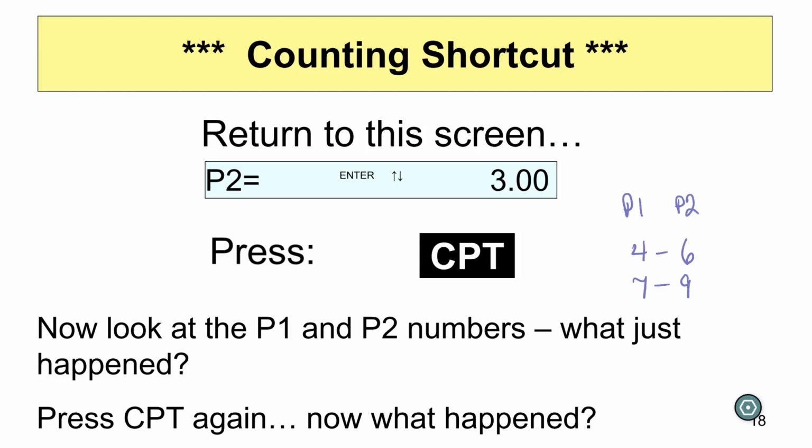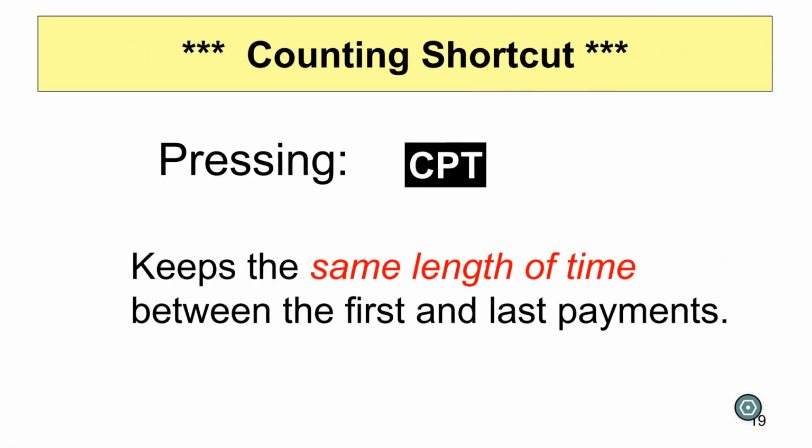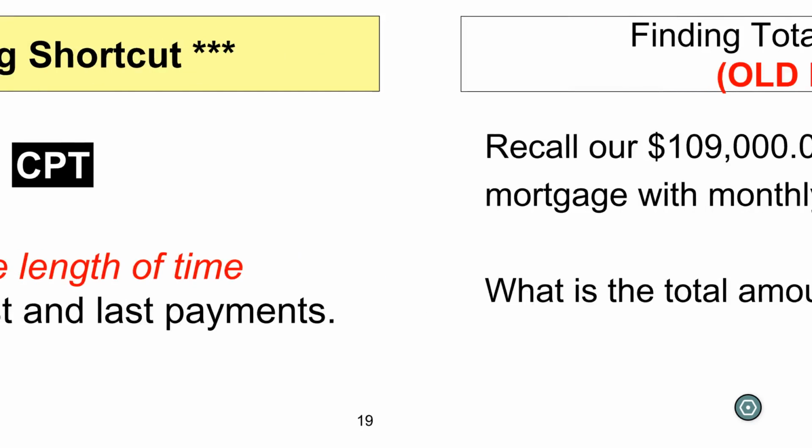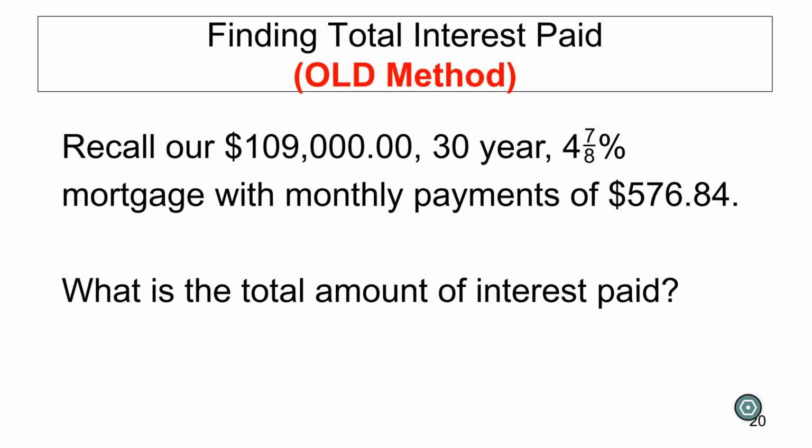Be sure to do this so that you can see what's happening. And you can do this continually. It's going to keep the same length of time between your first and last payments, whatever that happened to be. This is handy if we're looking at the loan out to say year 9 or something. Then we wouldn't want to have to try to figure that out. We can use our calculator to take shortcuts. We'll come back to that at some point.